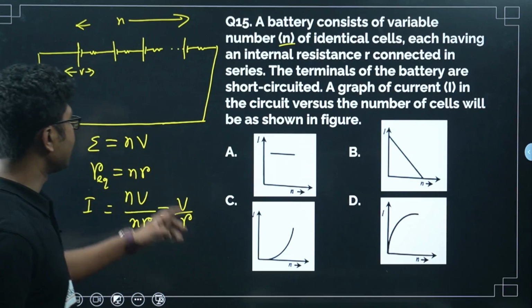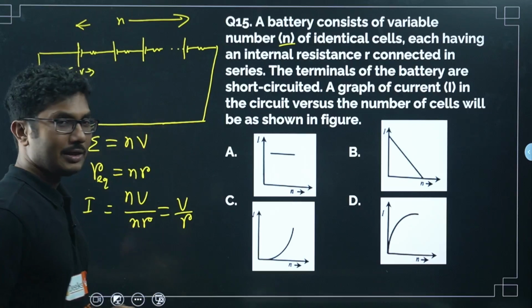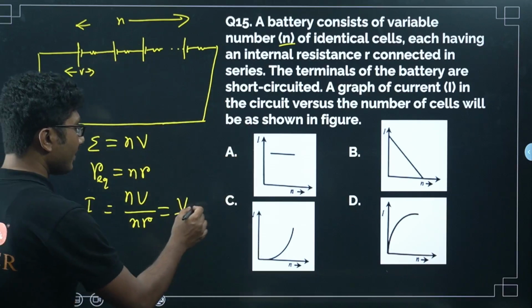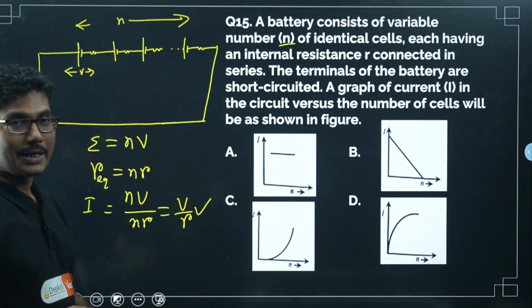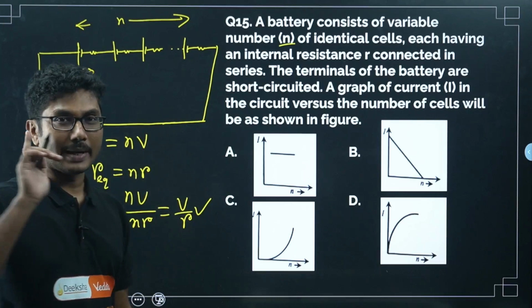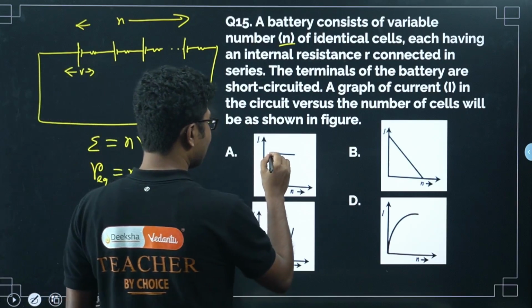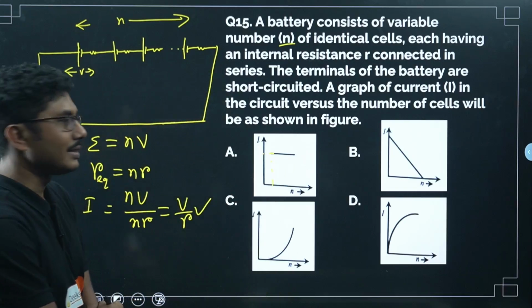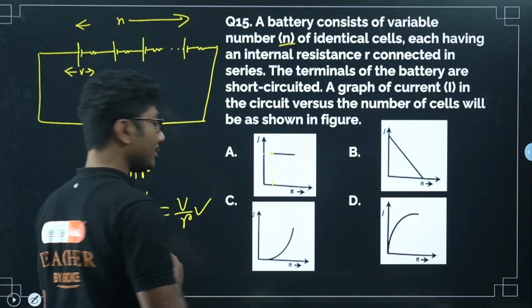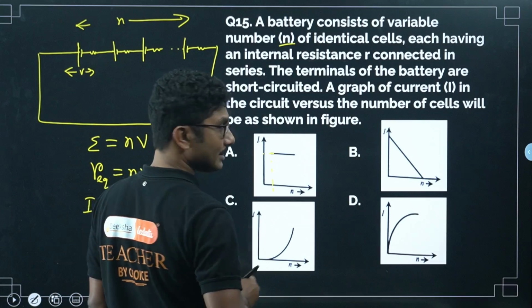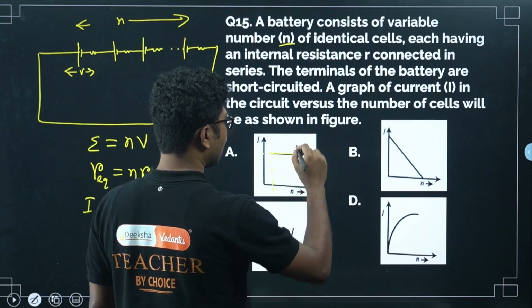So it is basically, no matter whether you connect one battery or you connect 10 batteries, you will always get V by R. So it is independent of the number of batteries. At least one battery should be connected. So only at least one should be connected, that is 1, and the current after that is constant. So there should be no value for n equals 0, obviously. As long as one battery is connected, this current is constant.